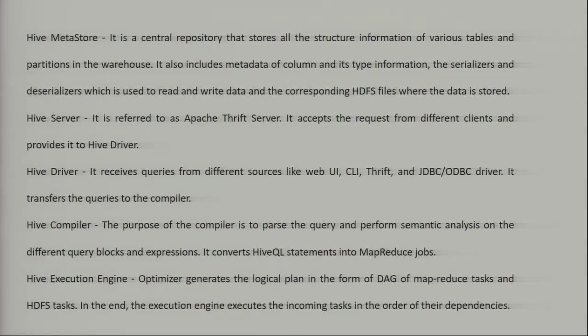The optimizer generates the logical plan in the form of a DAG. I told you about DAG earlier. It's a graph; basically, a directed acyclic graph. A directed acyclic graph is a model for scheduling work. In this model, jobs are represented as vertices in a graph. So there should be a vertex from one to another, and it goes on. There should be some sequence in which the jobs are performed.